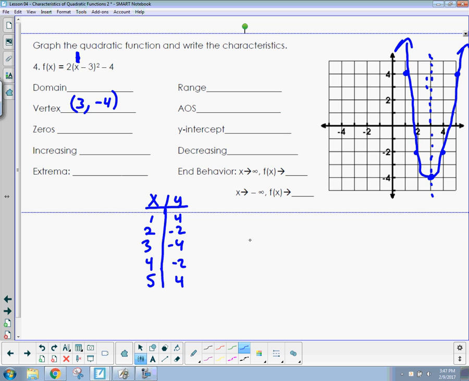Domain, no brainer. All real numbers. Range, look bottom to the top. -4, bracket to infinity because it's opening up. Axis of symmetry, x equals, not -4, it'd be 3.